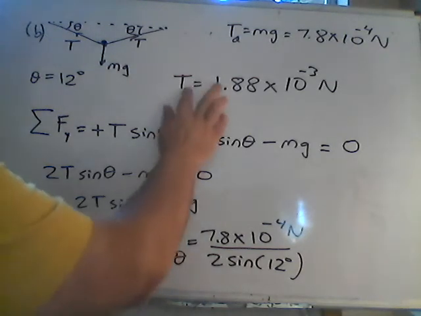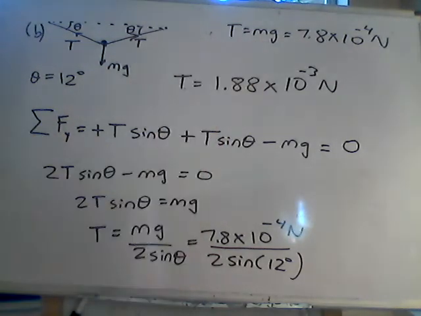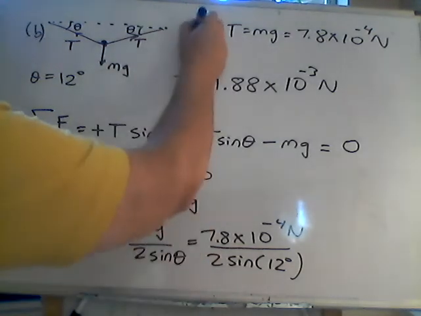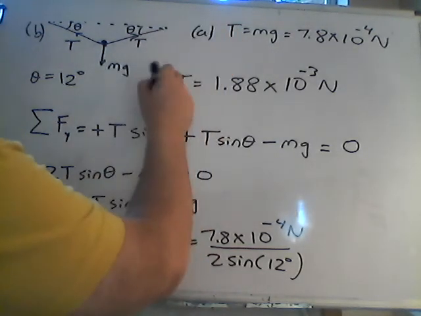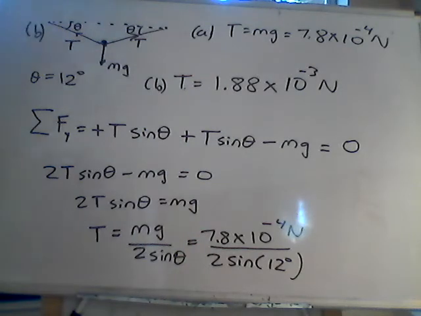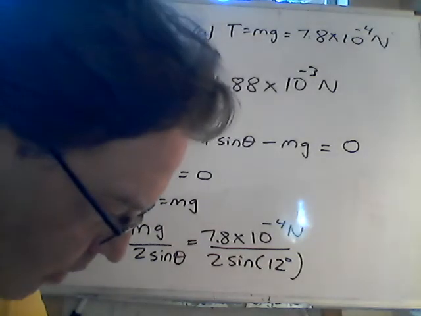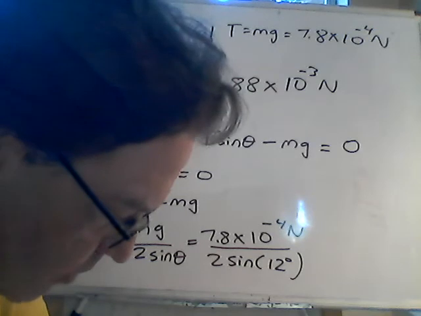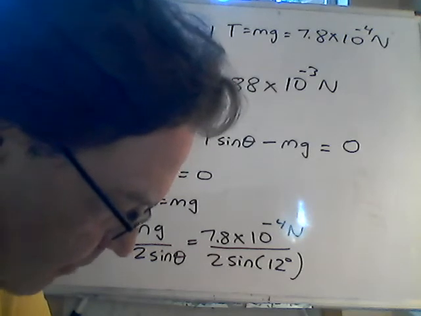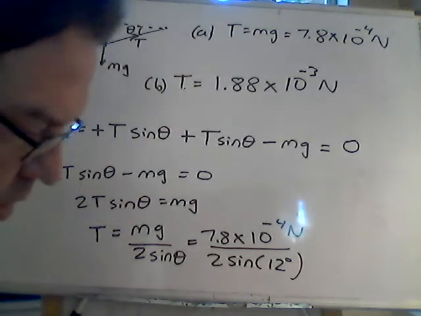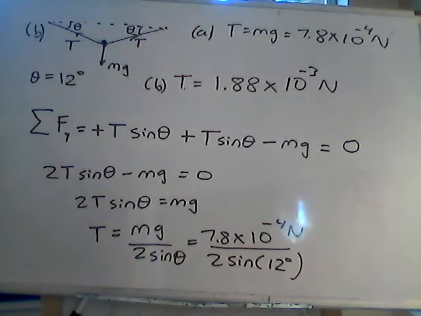Now, let's not be confusing here. This is from part A, this is from part B. There you go. And there's one other part of the problem that wants you to calculate the ratio. So we want to find the ratio of the answers.